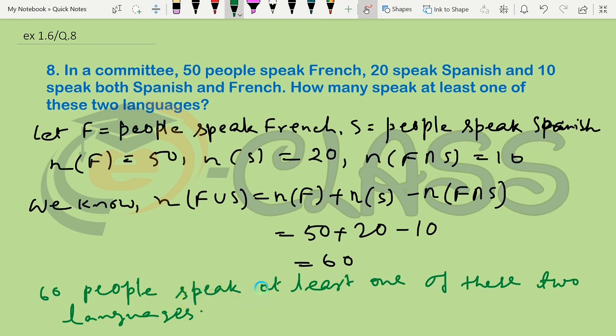So this is the answer, and this is the last question of exercise 1.6.